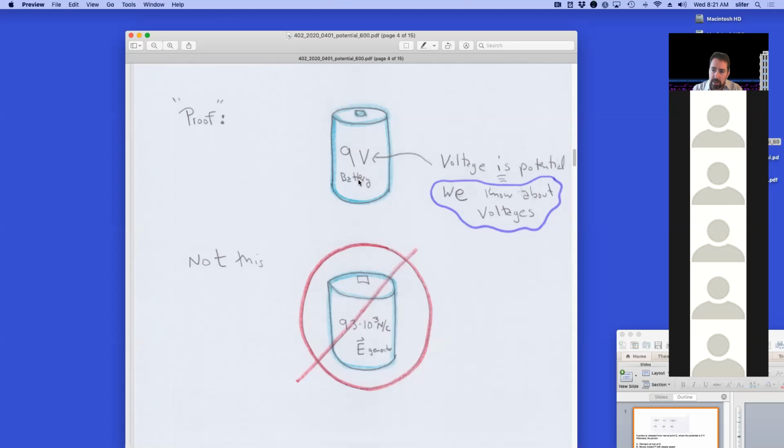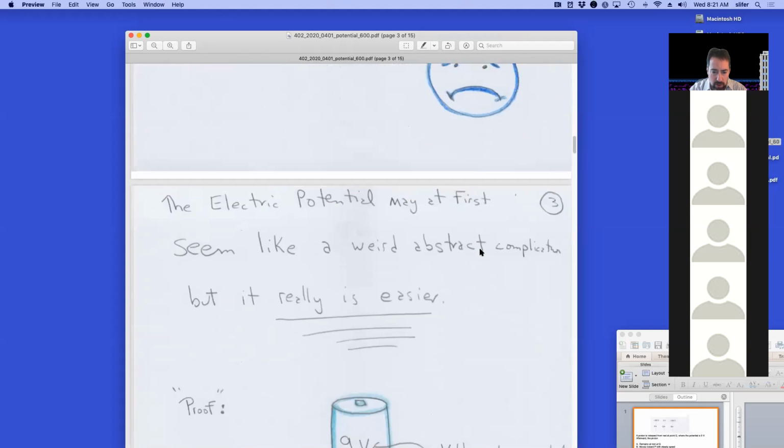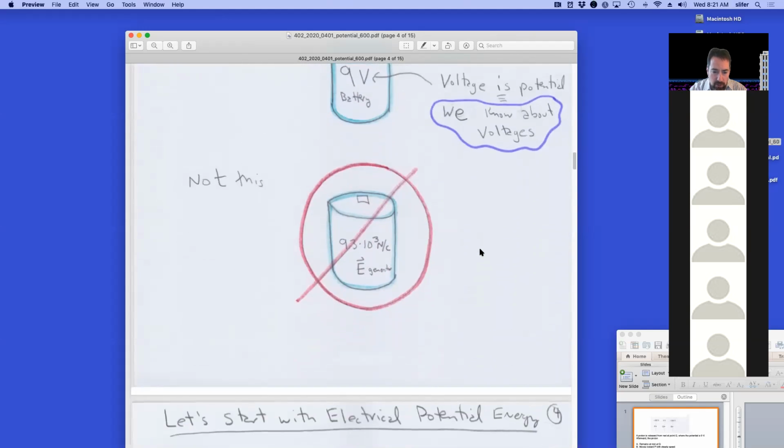It's not showing you anything, but it's some indication that millions of engineers and scientists and just regular people have had the choice before us, and they defaulted to this idea of voltage. So please do bear with me. At first it might seem abstract, but it really is simpler. The number one simple thing about it is it's not this vector quantity that we have with electric field and with forces. Okay, so that's just laying the groundwork.